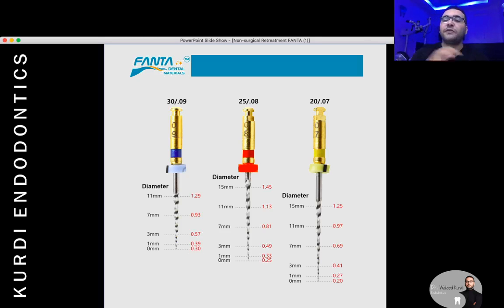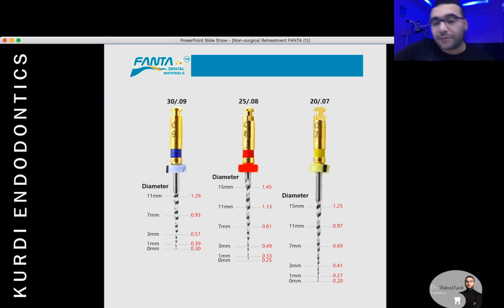I always use them in straight canals, like for example in a distal root of a lower molar or even a palatal root in upper molars. They are really great, or even if you have a big straight canal, they will be very, very good to remove the gutta-percha from inside the canal. So what about the curved canals? What about other small canals? I will tell you.